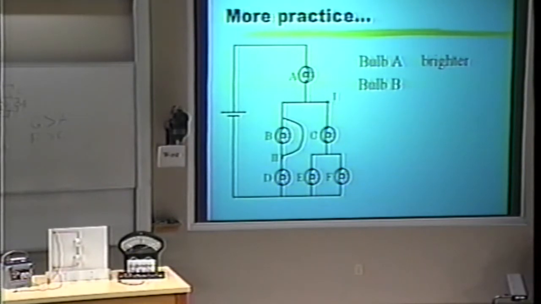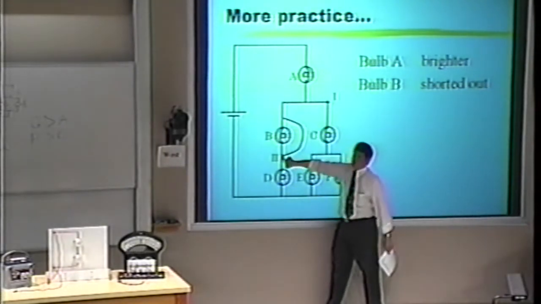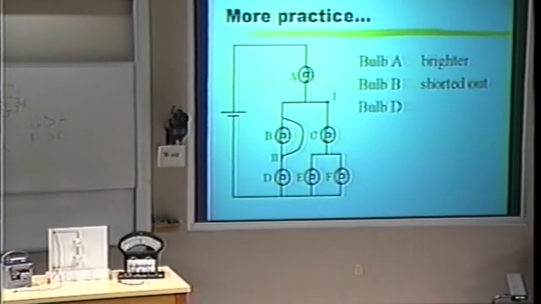Bulb B, dark. It's shorted out. Anytime you have a wire from one side of the bulb to the other, it's shorted out. Bulb D, brighter, dimmer, the same?